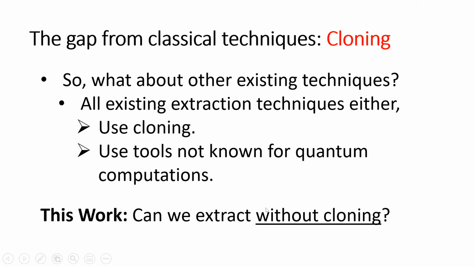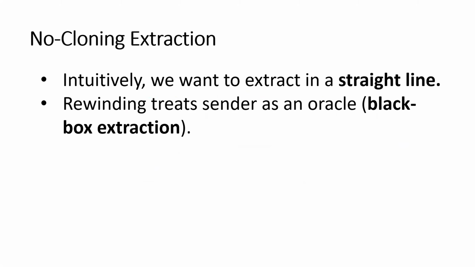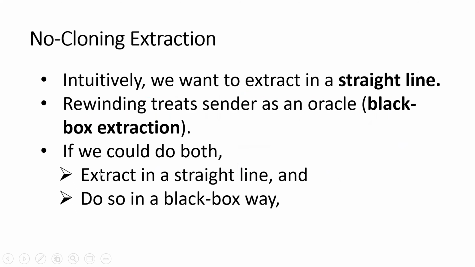And we will not have time to look at the technique, but in a very small nutshell: we want to extract in a straight line. We want the extractor to do the simulated interaction in one way, without rewinding. Also, the rewinding technique, the traditional one that we just saw, treats the sender as an oracle. It does not use the fact that it has the actual code of the sender. This is called black box extraction. And if we could do both, which means if we could extract in a straight line and in a black box way, you can prove that the commitment will not be hiding.